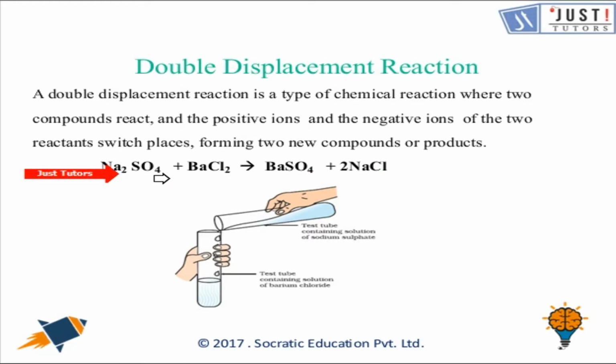Sodium has displaced barium from barium chloride, so it becomes sodium chloride. Sodium is much more reactive than the barium. So sodium has displaced barium, so it becomes sodium chloride, and now barium reacts with sulfate ion, so we get barium sulfate. So here displacement is taking place twice, so we got double displacement reactions.